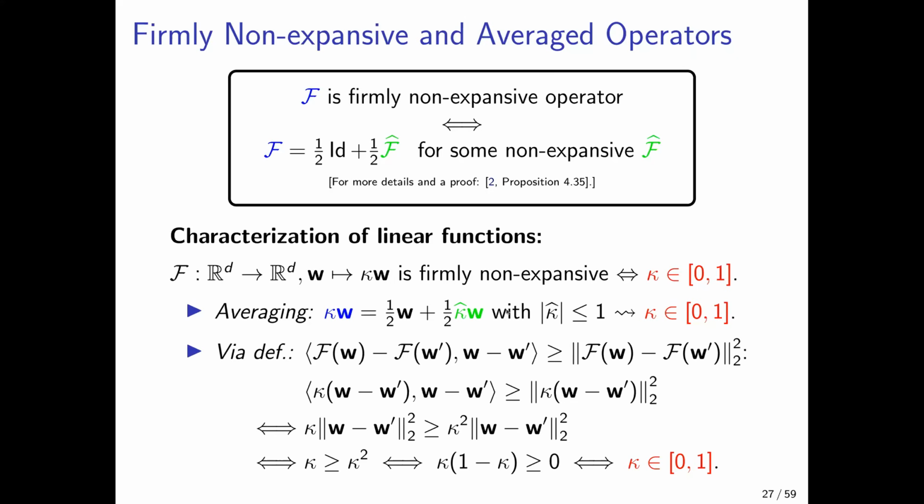But it's probably good to give an example to see this in practice. As a simple example, we can look at a linear function, actually just a very simple scaling function, similar to what we've seen before. Let's imagine we have some vector w in R^d, and we just multiply it with the scalar kappa. It turns out that this is firmly non-expansive if and only if kappa is between 0 and 1.